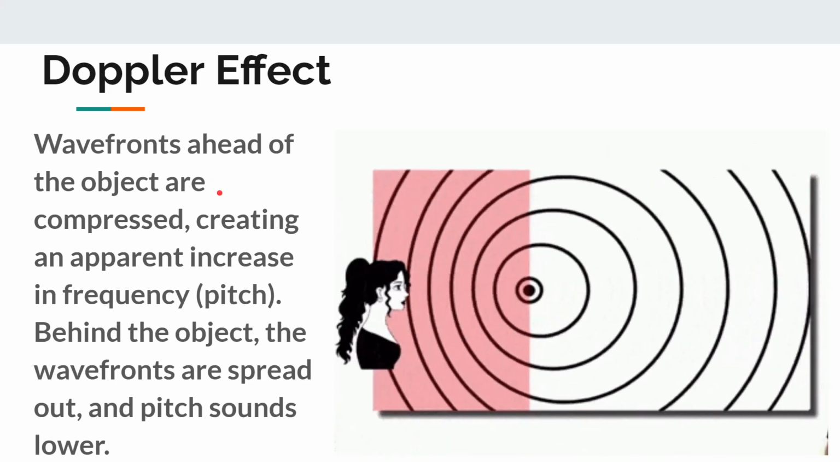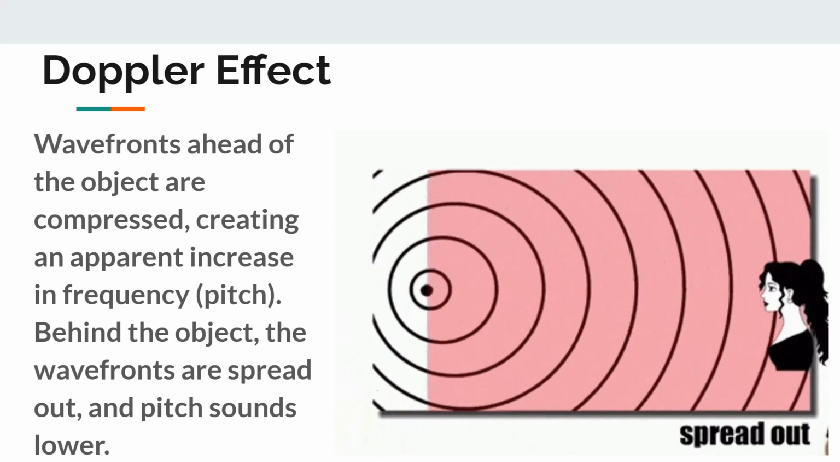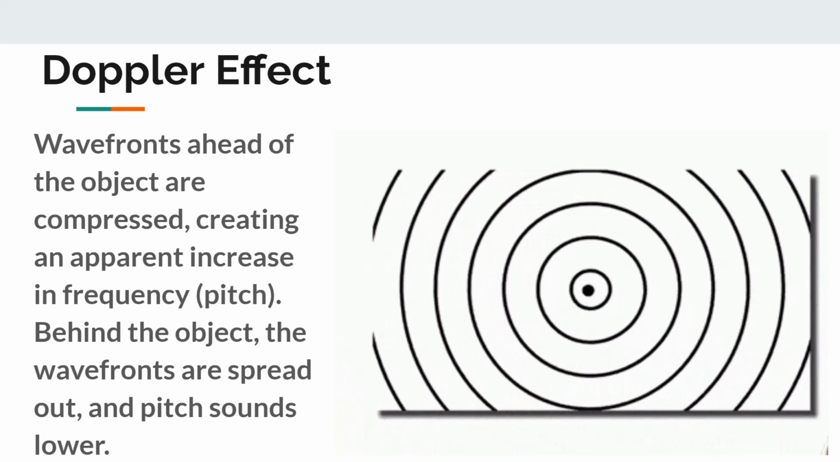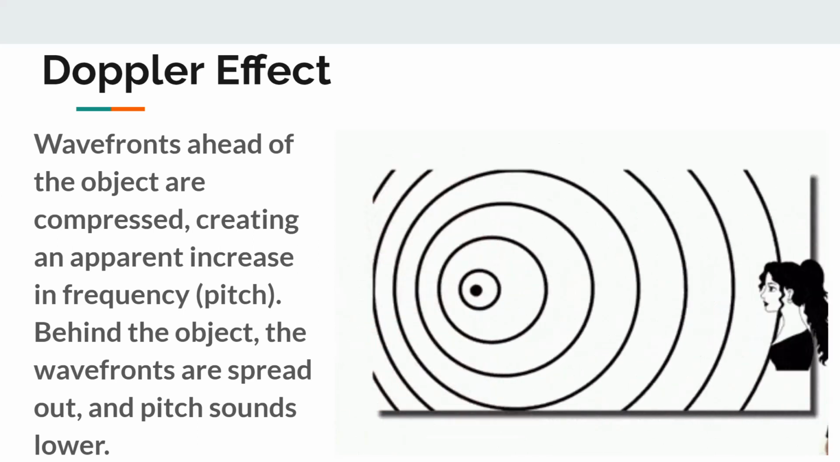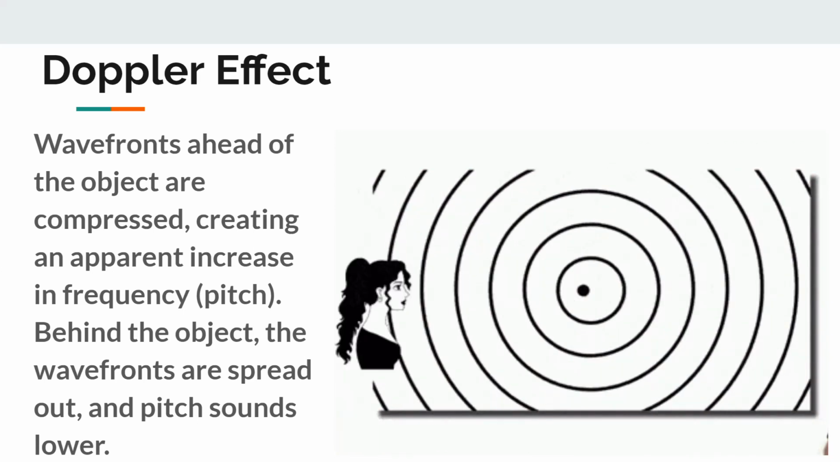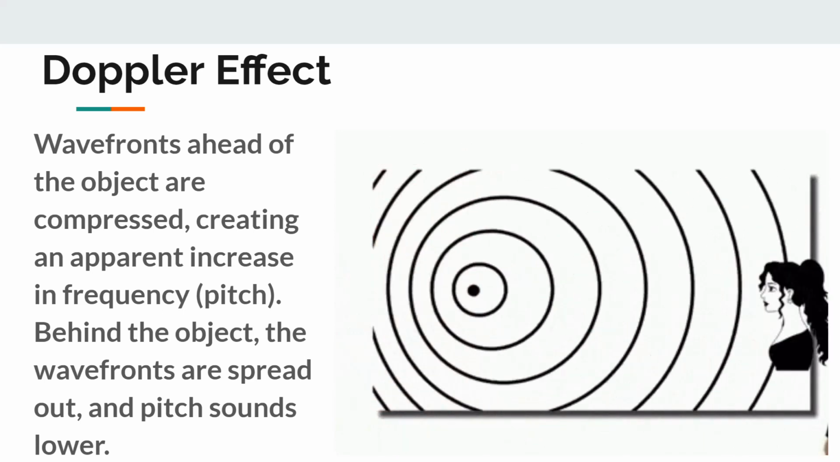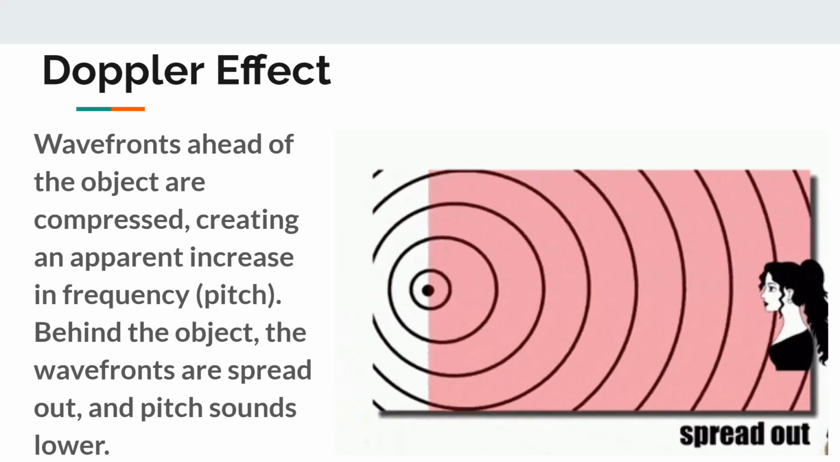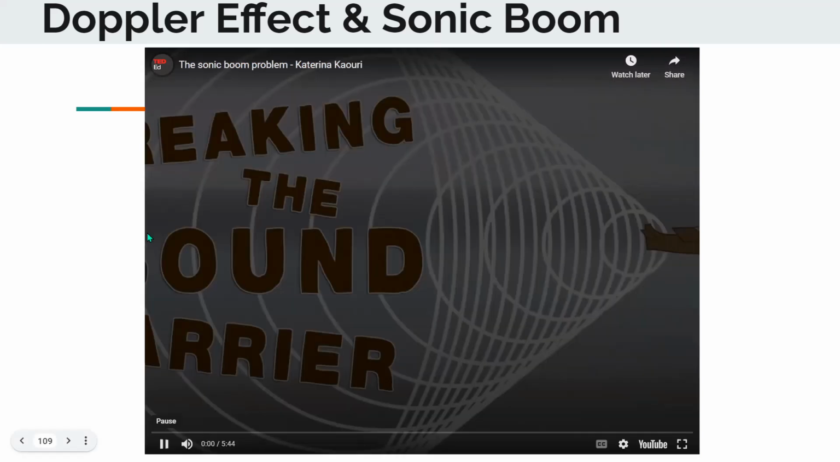Wave fronts ahead of the object are compressed, creating an apparent increase in frequency or pitch. Behind the object, the wave fronts are spread out and the pitch sounds lower. Like if you've ever been sitting at a train track and you hear a train blow the horn as it's approaching, it sounds as if it's getting higher, and then after it passes, it sounds as if it's getting lower. Now, the train itself is not changing the sound it makes, but it sounds that way to you because it's moving. So that's the Doppler effect. I have a video clip on that and on sonic booms and stuff like that. I'm going to show you this clip, and then we can talk a little bit more about it.